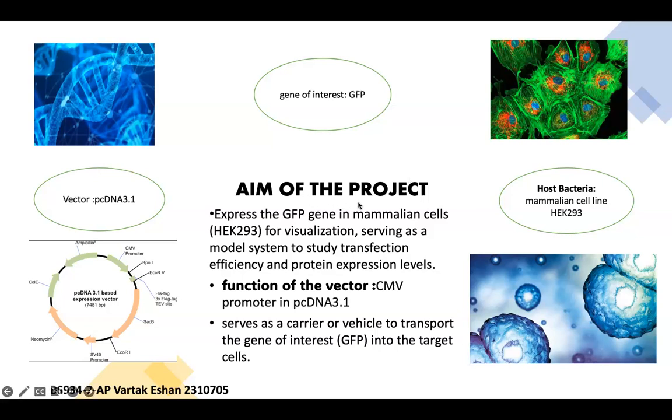So here we can see the aim of the project, which is expressing the GFP gene in mammalian cells for visualization of several protein expressions and the transfection efficiency as well. The gene of interest is going to be the GFP gene. The expression vector is the pcDNA 3.1, supported with the picture below it, and the host cell is the mammalian cell line HEK293, which is also known as kidney cells.